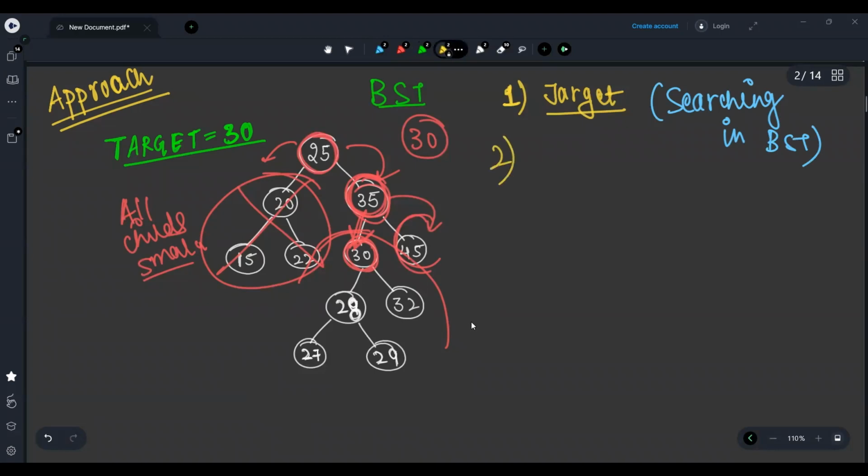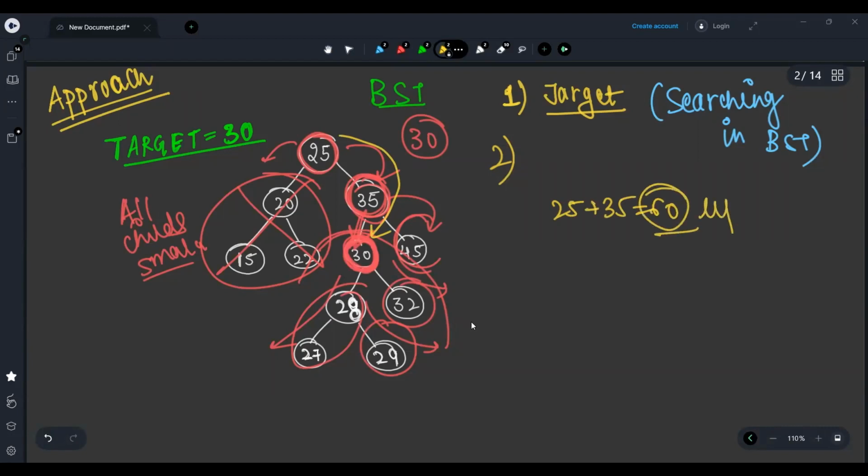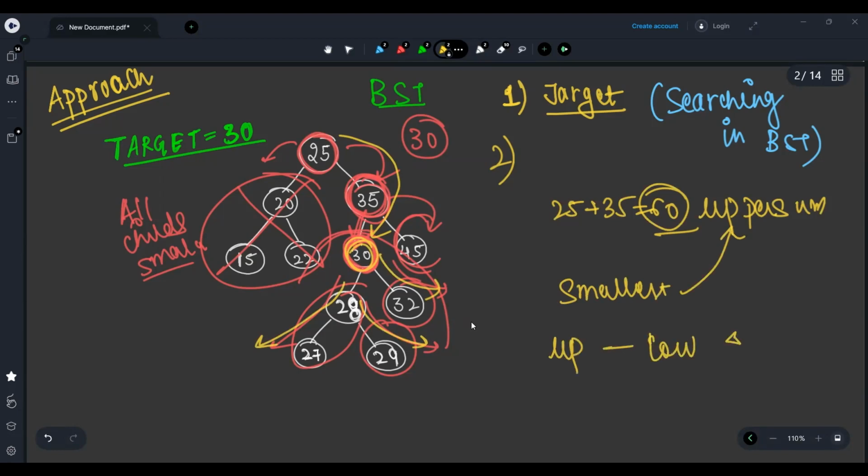Now, what is the second thing we are going to do? The second thing is that we will start from this 30 and find all the leaf sums. Whichever leaf sum is smallest, we will subtract it. Whenever we traverse, whenever we do this searching, 25 plus 35, we will get 60. Okay, now this is the upper sum. Now from this 30, we will go downward and take all the sums, and whichever sum is smallest, we will subtract from this upper sum. So upper sum minus lower sum will be greatest only when the lower sum is smaller.